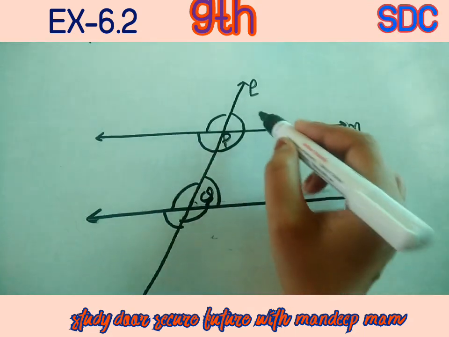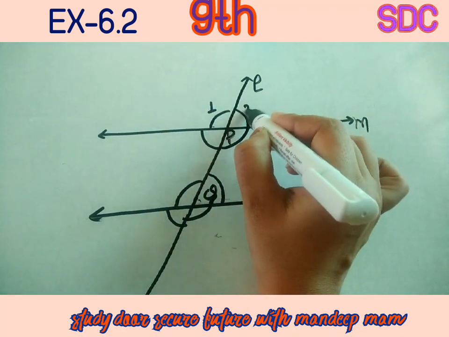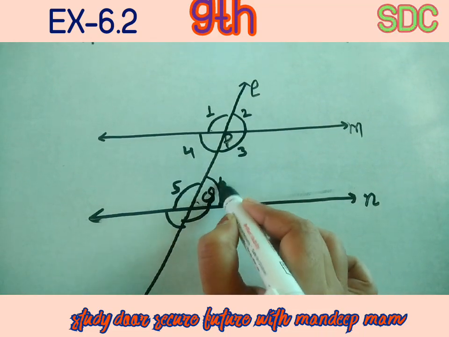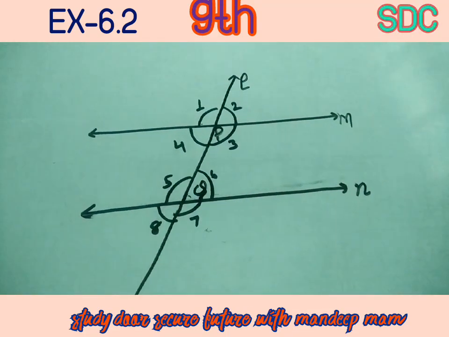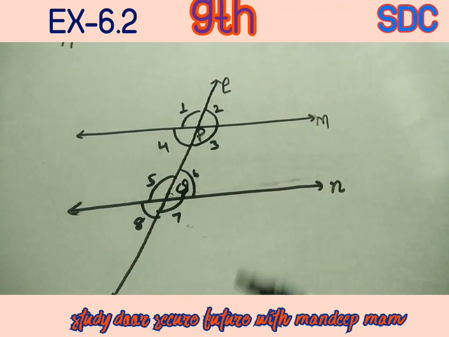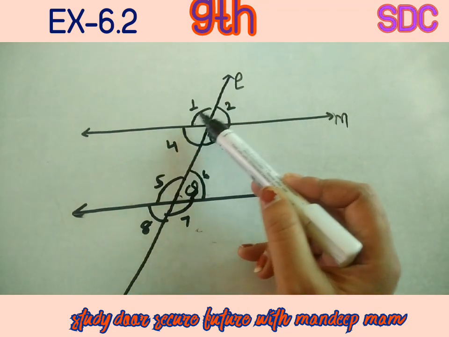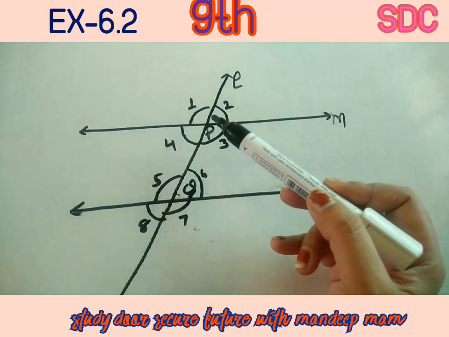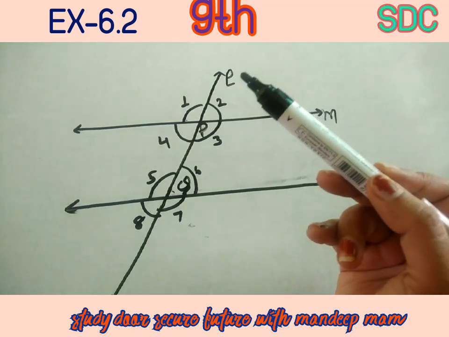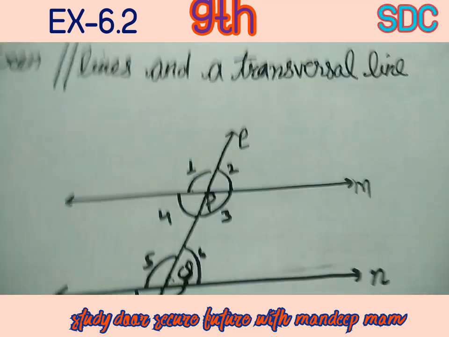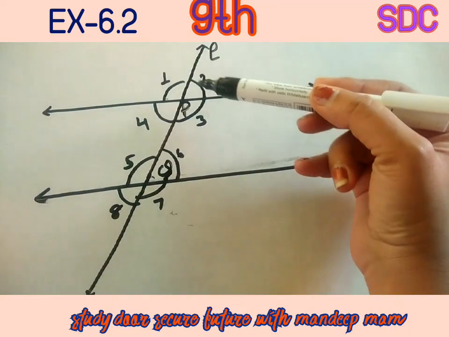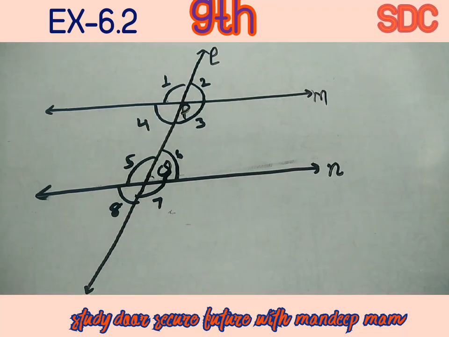We'll name these angles: first angle, second angle, third angle and fourth angle, and this is our fifth, sixth, seventh and eighth angle. In earlier classes, you have already learned that a transversal line makes some kinds of angles, that is alternate angles, corresponding angles, interior angles, supplementary angles, etc. Now we will study the relation between these angles if the lines are parallel.